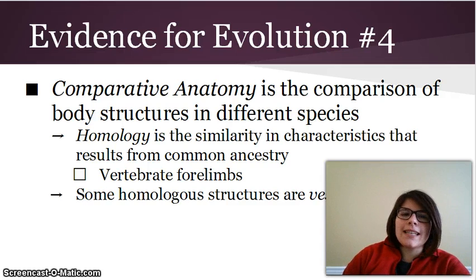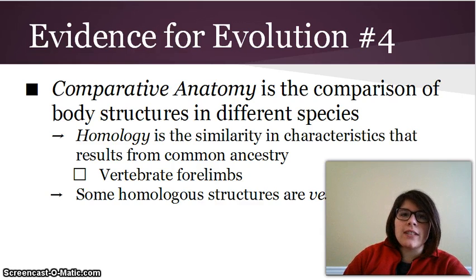So, our next evidence for evolution is comparative anatomy. Now, I know we've talked a lot about this in class. You're going to get a better understanding of it here. So, comparative anatomy, in its truest sense, is the comparison of body structures in different species.